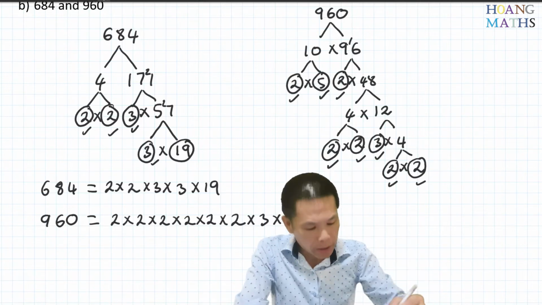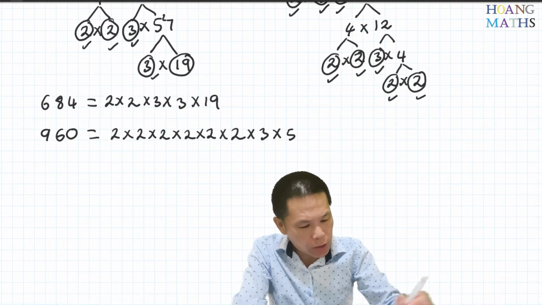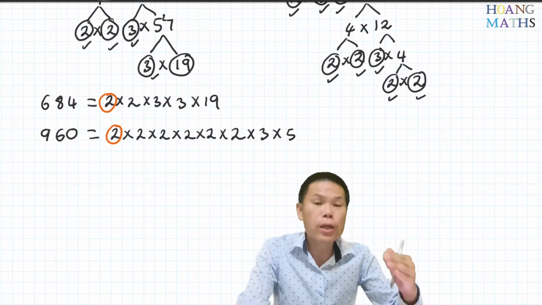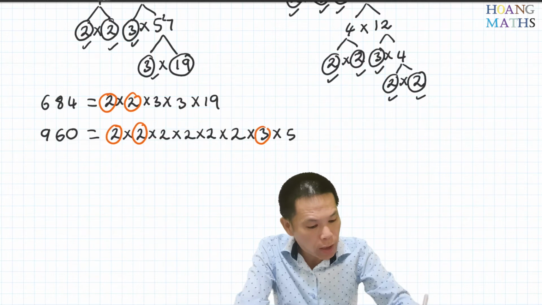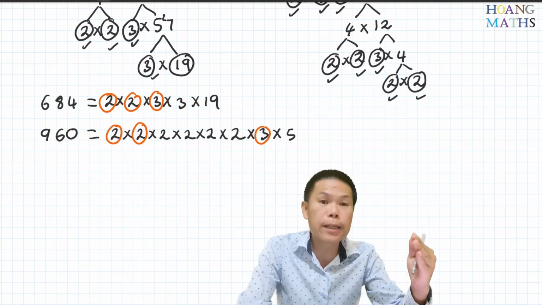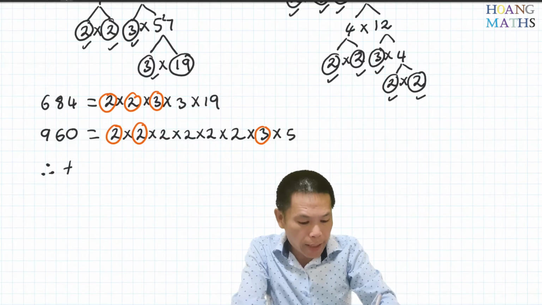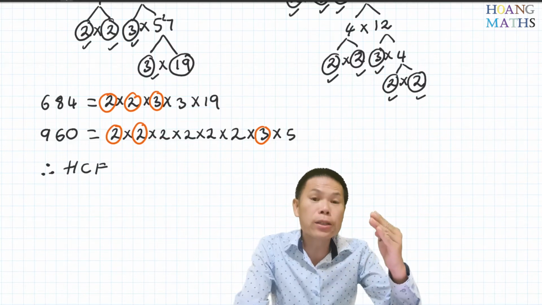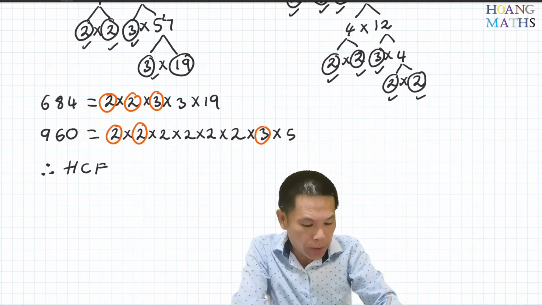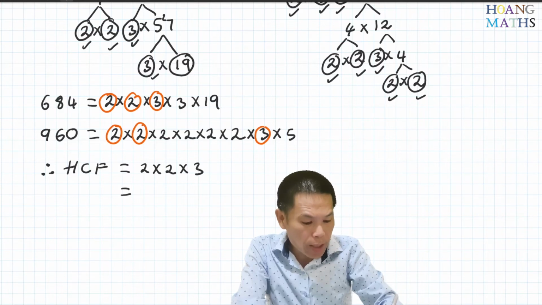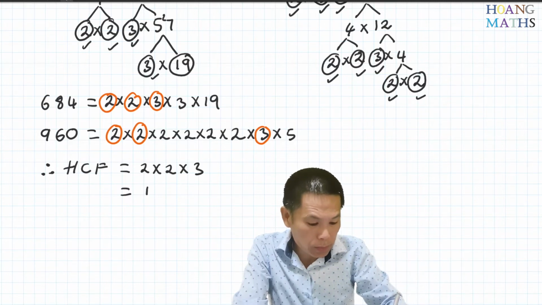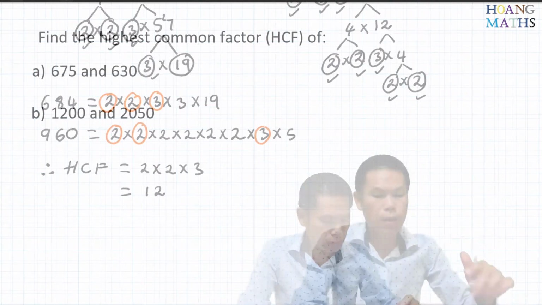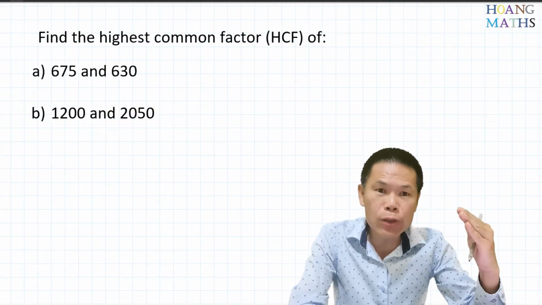So we don't miss out any number. So we have it here. So just write down. We have 2 here, these 2, and then we have another 2 here. And that's it for 2. Then we have these 3 with this, and then that's it. So therefore, the highest common factor for 684 and 960 is 2 times 2 times 3. And 2 times 2 is 4. 4 times 3 is 12. There you go. Please pause the video and try this one yourself.